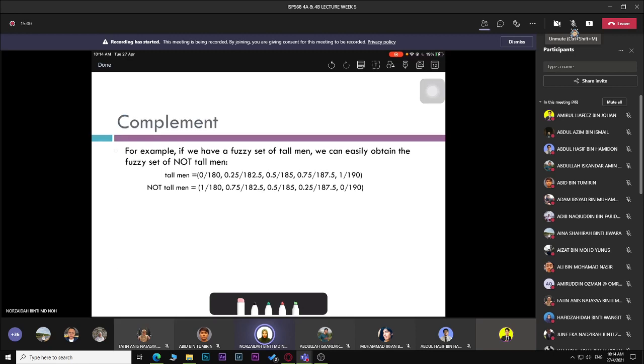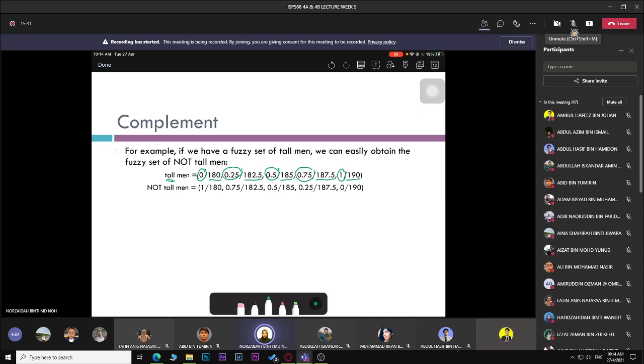So for example, if you are given a set for tall men, you can see here, how many elements are listed? 180, 182.5, 185, 187.5 and 190. Those are its elements, and the degrees of membership in front are 0, 0.25, 0.5, 0.75 and 1. Okay, that is how much each element belongs to tall men.